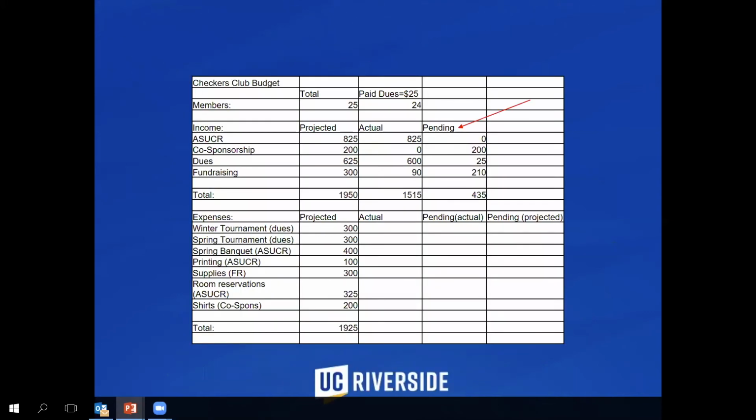Here's what that looks like with the numbers filled in. And so they have $435 still pending to raise.